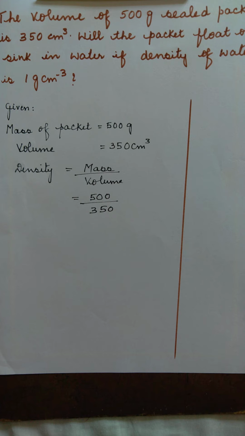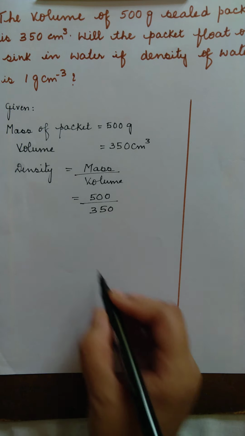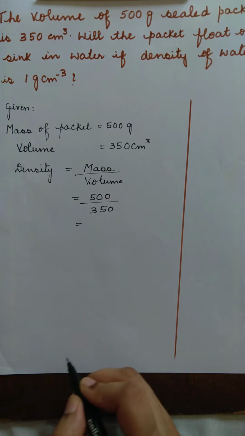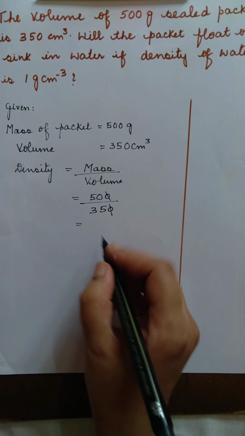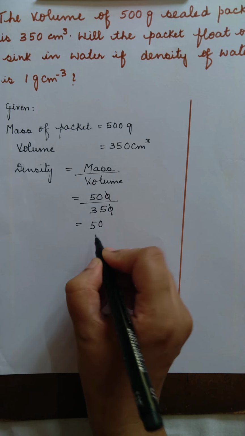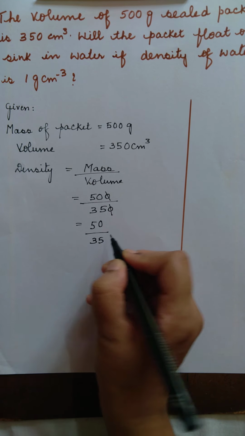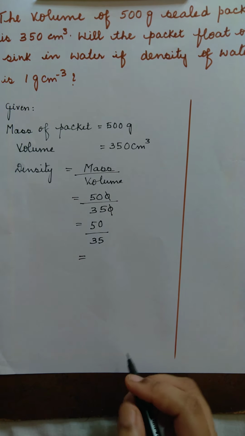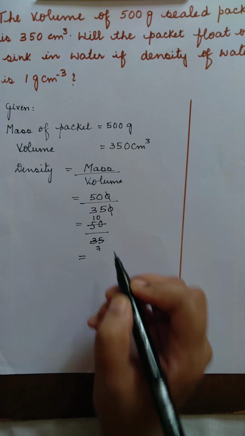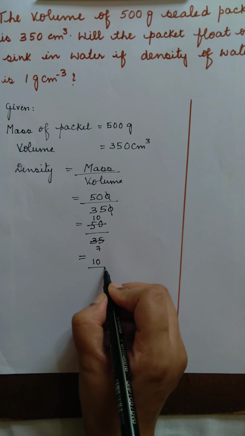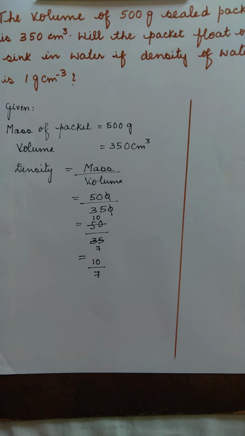Substitute the values. Mass of the packet is equal to 500 gram. Volume of the packet is equal to 350 centimeter cube. What happens in the next step is that the 0 of the numerator and the 0 of the denominator get cancelled. The remaining value will be equal to 50 divided by 35. It goes by 5. 5 tens are 50. 5 sevens are 35. That will be equal to 10 divided by 7.